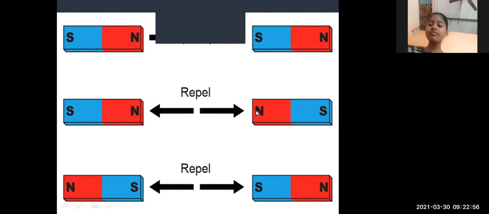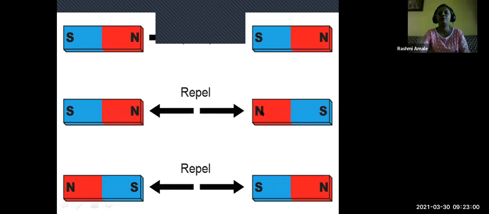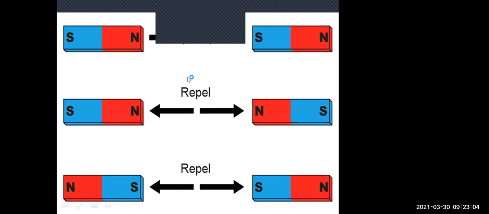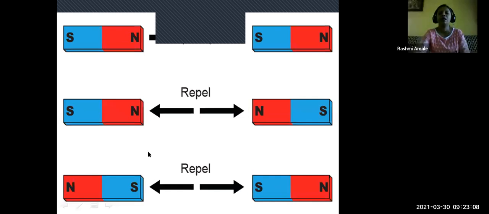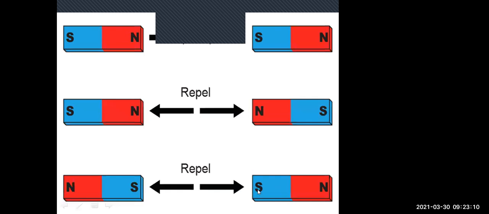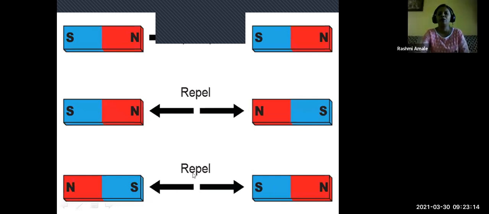Yes? Unlike. They are like poles. Same poles. North, north. So like poles will repel. Again, south, south. Again, they are like poles. Yeah, very good. So south and south are also like poles. So they will also repel. So always remember, like poles repel and unlike poles attract. All right.